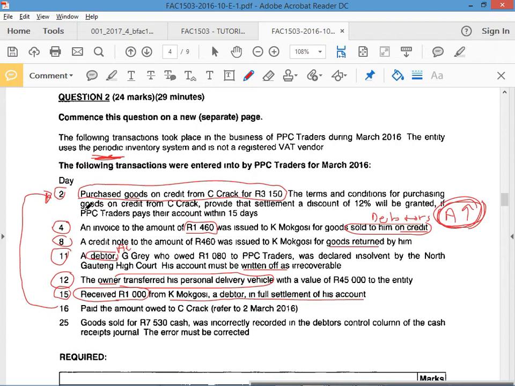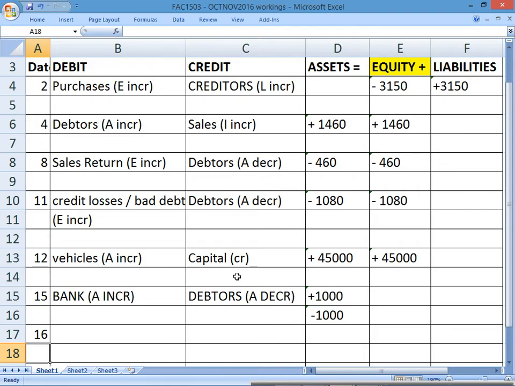Do you agree? If I'm paying, am I going to get a discount? Yes, so do I pay the full amount? No, I don't pay the full amount, because I get a discount. I only pay the net amount. Make sense? Okay, so let's discuss that.